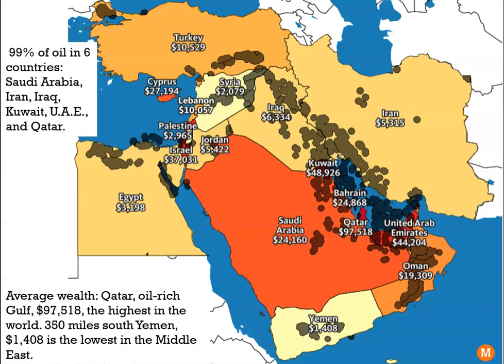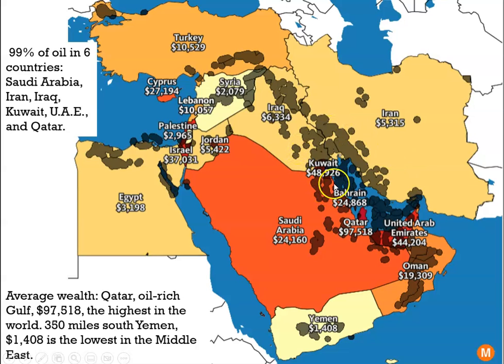Now, another big factor to the region is oil. 99% of the oil is in just 6 countries, and you see all these sort of darker gray patches. This is where oil has been found, where oil deposits are located. And then what we have is a kind of average wealth of individuals. So take a look. So with oil will come wealth.